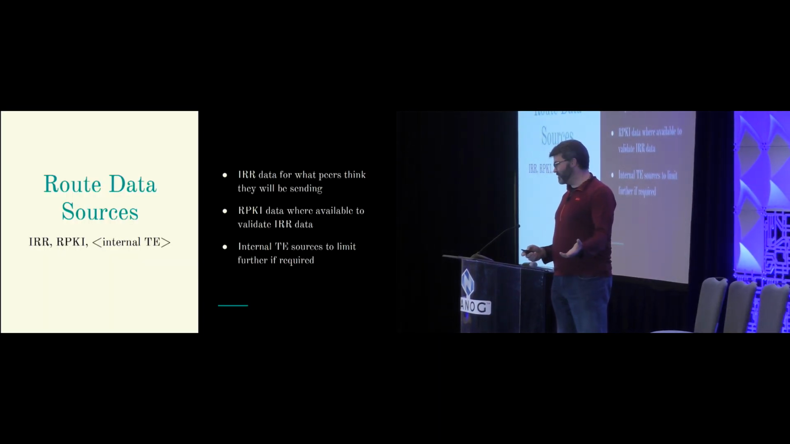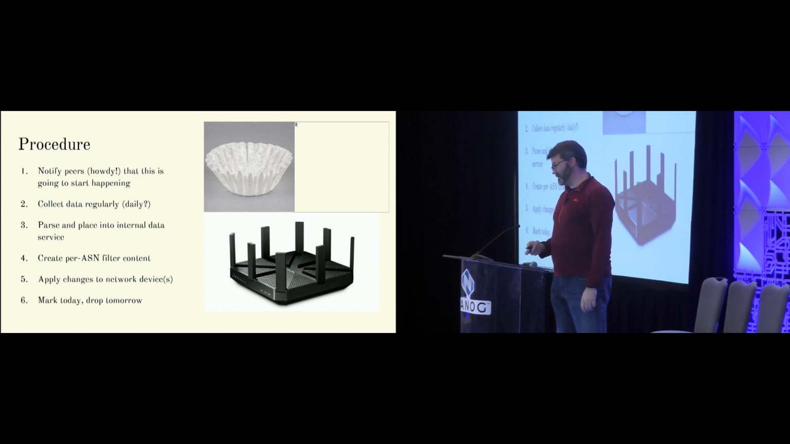So we're just gonna grab initially IRR data, we're gonna add some RPKI to it when we get the technology on our side sorted. Technology's hard. And we have some internal TE thing that we do already, so we'll use that to filter down as well. We're gonna collect the data. We're gonna put it onto our router. It looks a lot like that, really. And our method is just to make it per AS filter and filter as we can.